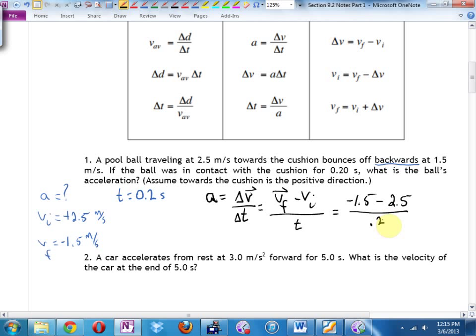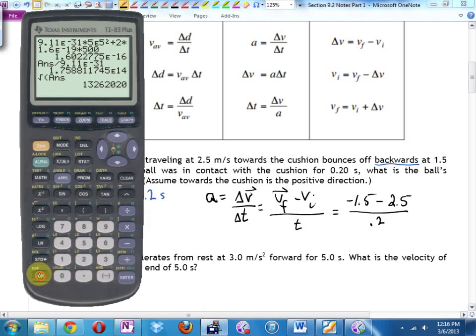Yep. Now, folks, with your calculators, how many numbers are on top of this fraction, 1 or 2? If you're going to do this in one step, you have to put the top in brackets. In other words, watch. The most common mistake kids make, even my physics 12 still do this, they go, oh, this is negative 1.5 minus 2.5 divided by 0.2. Your calculator does not know that that negative 1.5 is supposed to be divided by 0.2 as well. This is not the right answer.